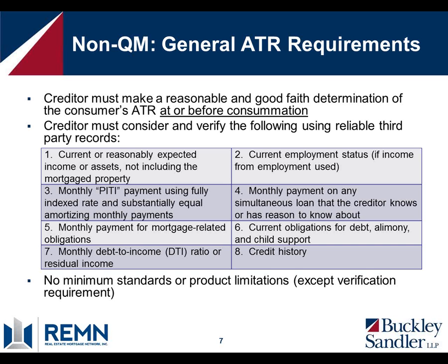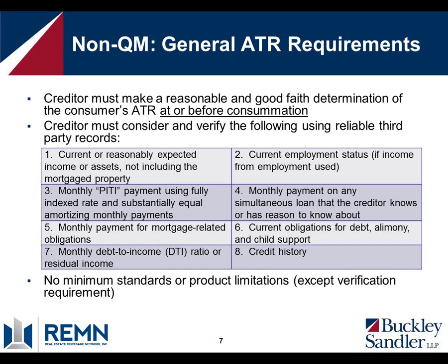And I won't read everything here, but the way the general ATR standard works is that you have to consider and verify 8 items. They're listed here on the screen. But once you've considered those, there are no minimum standards: no minimum debt-to-income ratio, no minimum amount of income, and no limitations on the types of products you can offer, except to the extent that the verification requirements do away with no-doc and low-doc loans. Otherwise, this is a much more flexible standard, but it comes with increased liability, as we're going to talk about in a minute.